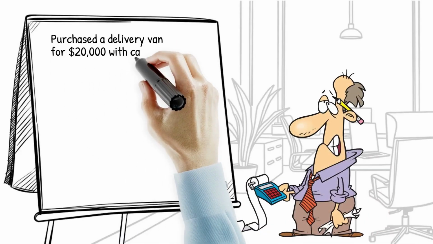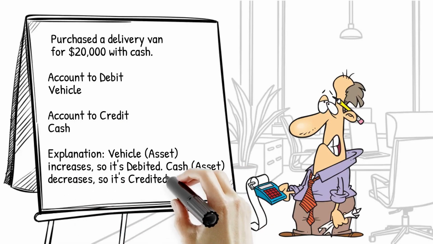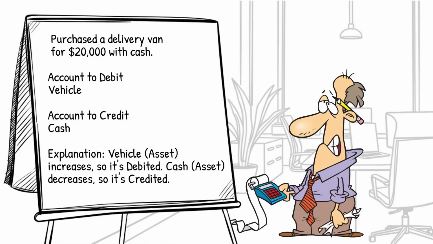Account to debit, vehicle. Account to credit, cash. Explanation: vehicle asset increases, so it's debited. Cash asset decreases, so it's credited.